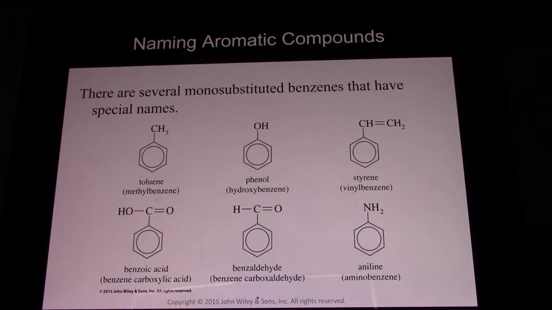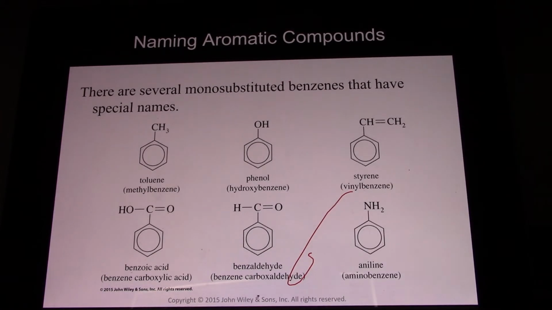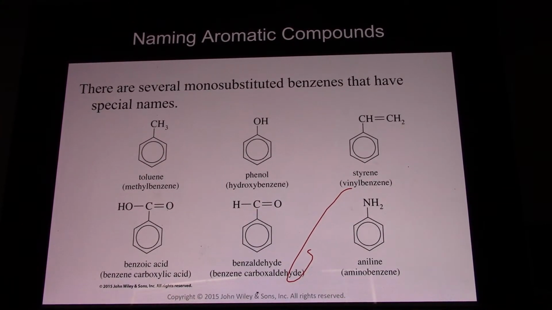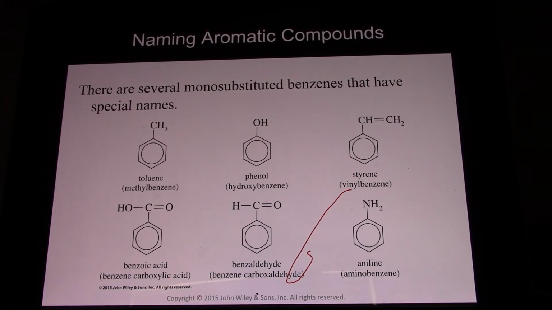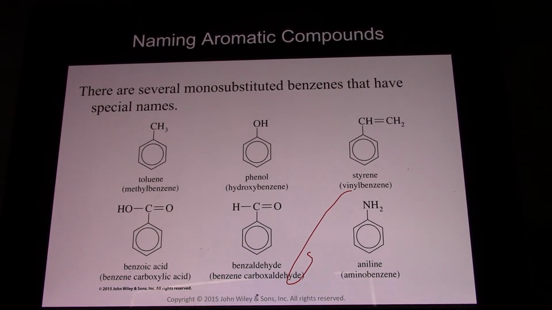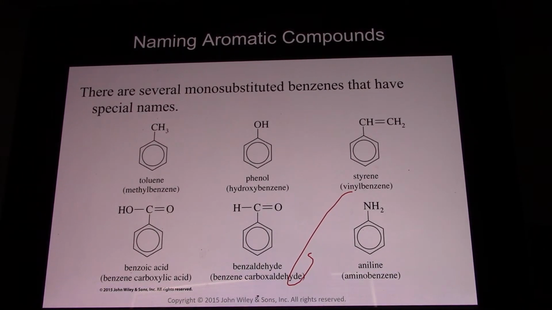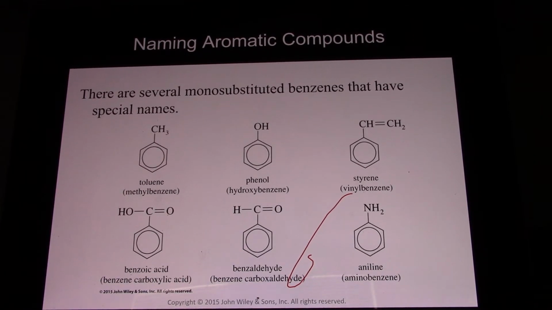So here we see toluene, methylbenzene, phenol, hydroxybenzene, styrene, vinylbenzene, benzoic acid, benzaldehyde, and aniline, which is an aminobenzene. These names are important to know because they're used a lot in chemistry. Styrene, phenol, toluene, benzoic acid, benzaldehyde, aniline. That is how a chemist would refer to these molecules. You would never say hydroxybenzene. You'd never say vinylbenzene or methylbenzene or aminobenzene or benzene carboxaldehyde. It would be said benzaldehyde. So these special names are commonly used by organic chemists.